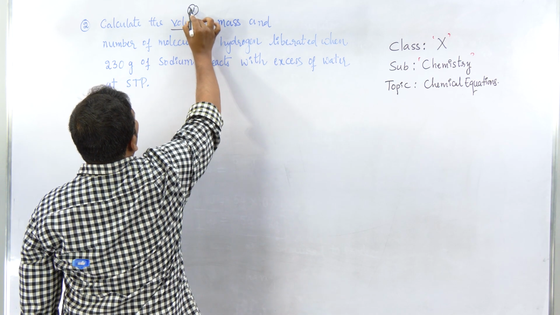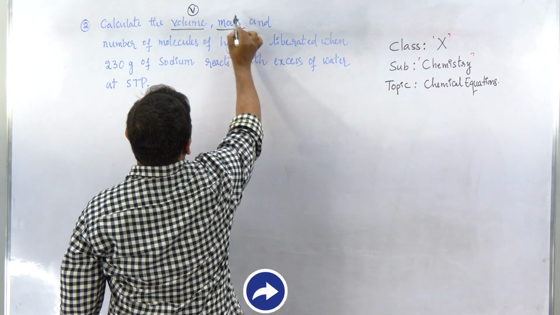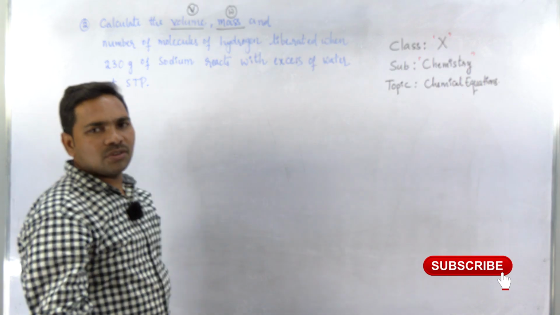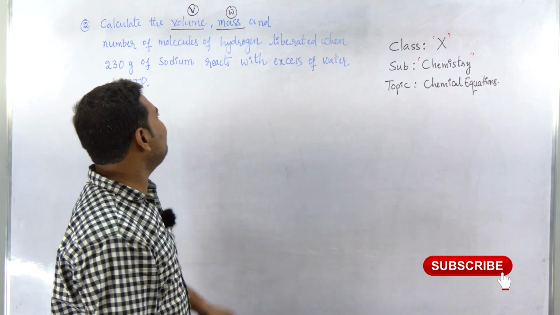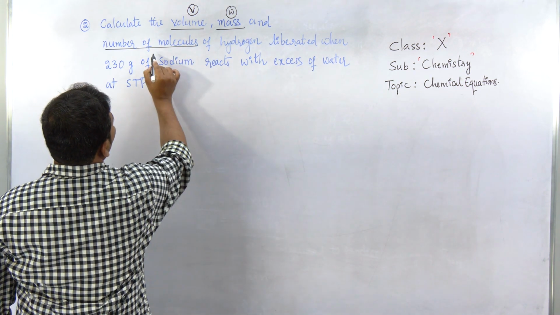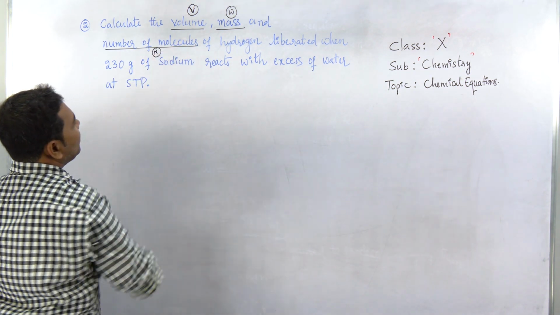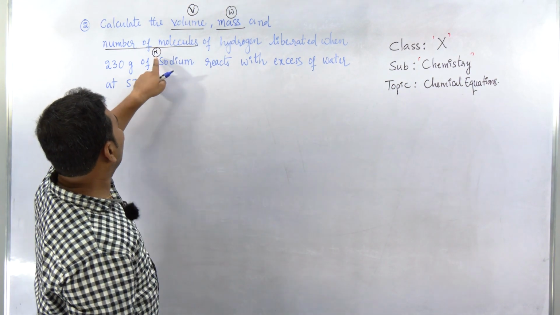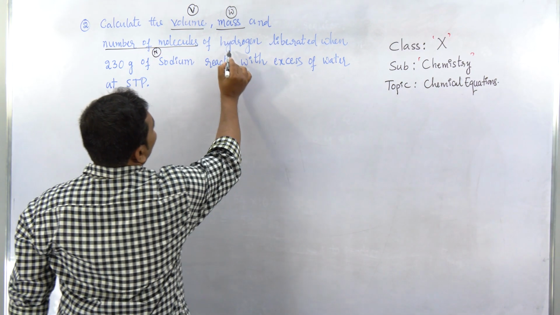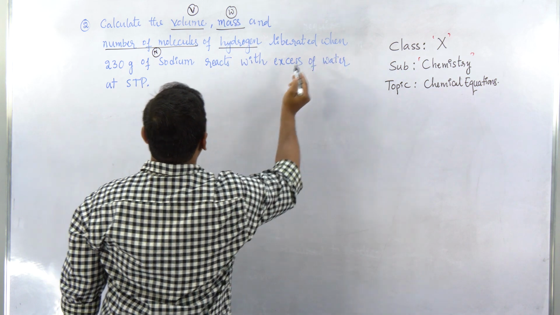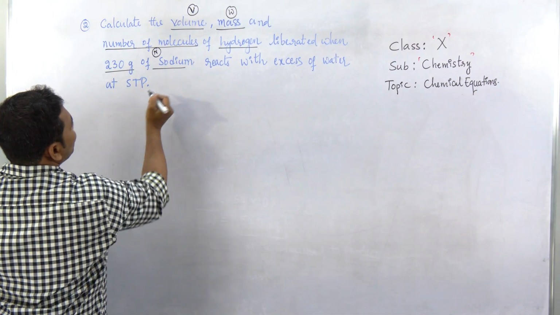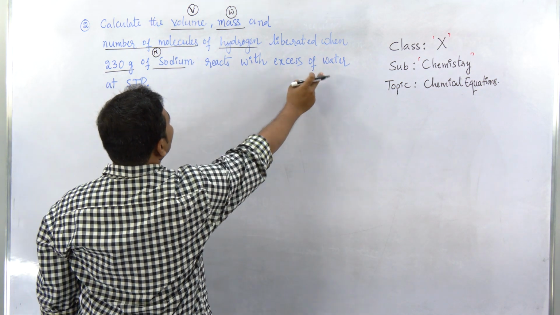Let me write V for volume. Mass: in this chemical equation, the mass of a substance and weight are used synonymously, so I am writing mass instead of weight. Number of molecules, let me represent by capital N. Volume, mass and number of molecules of hydrogen liberated when 230 grams of sodium, the weight of sodium is given, react with excess water.